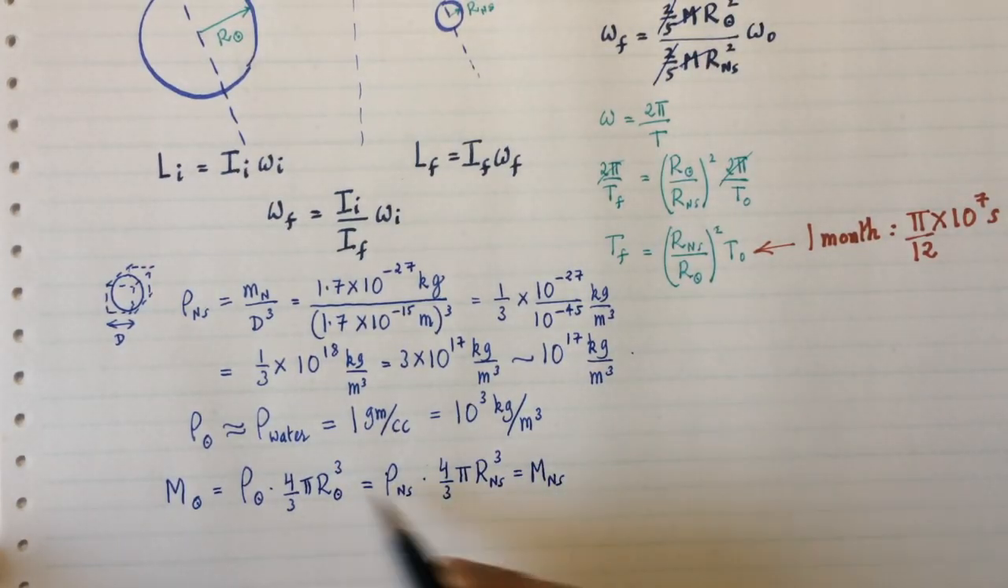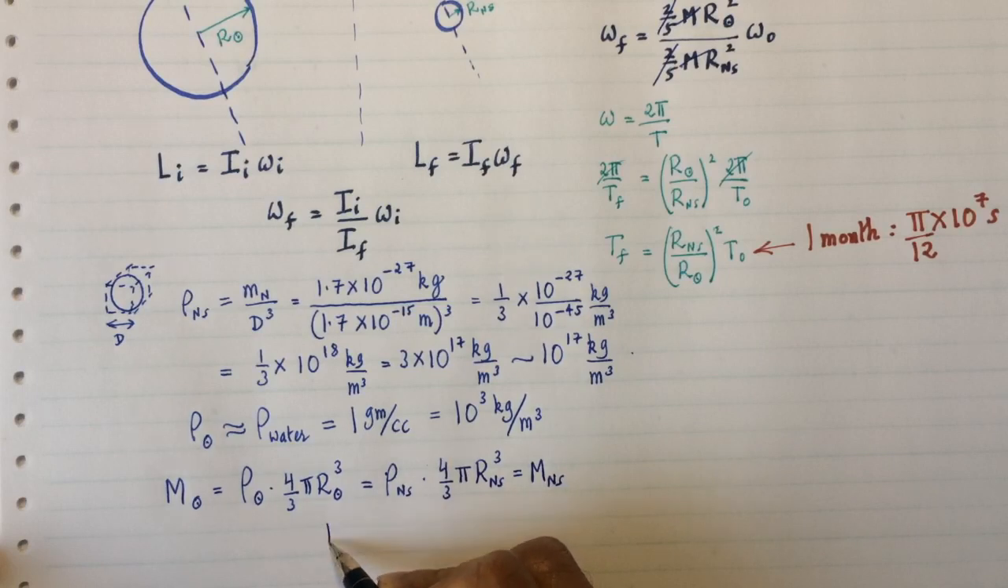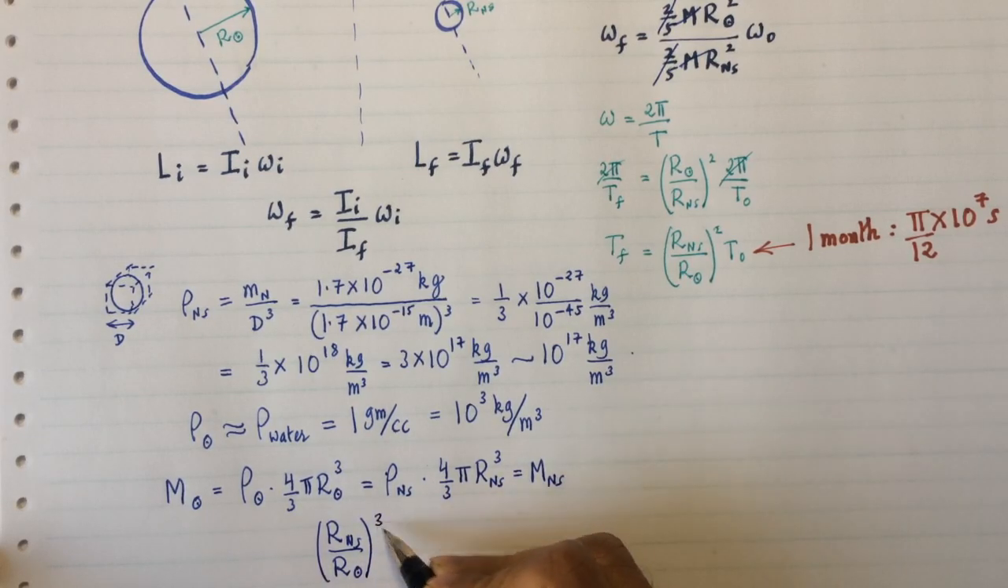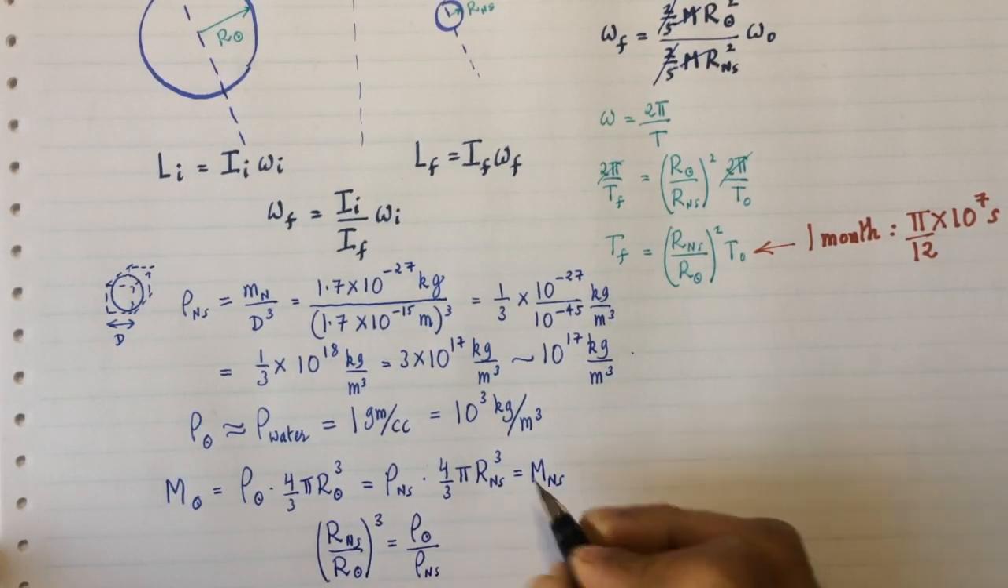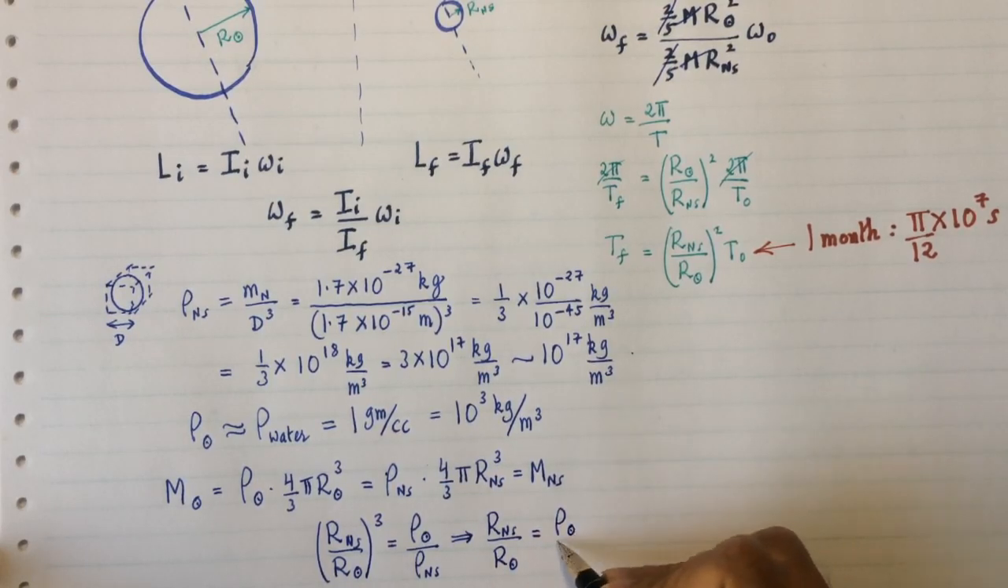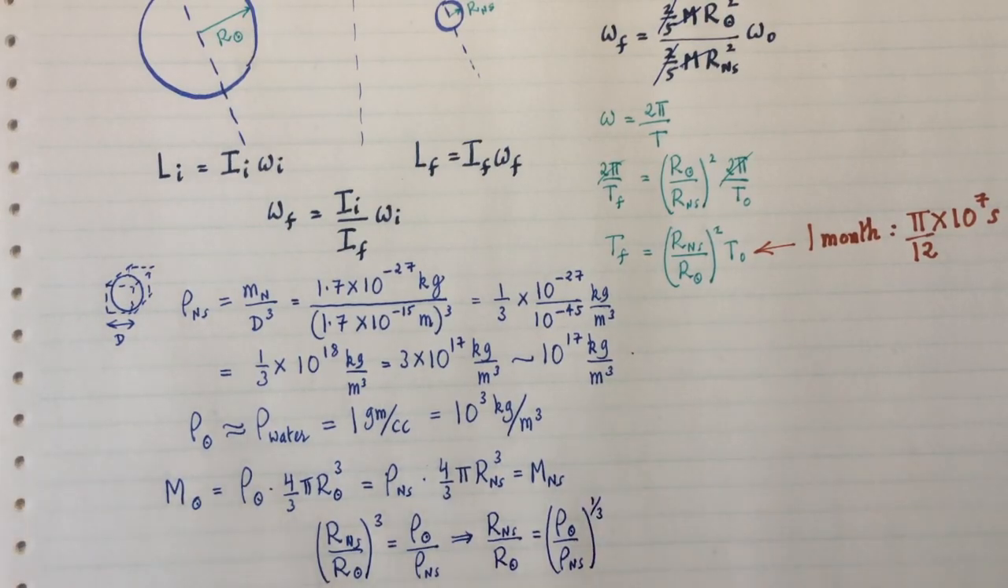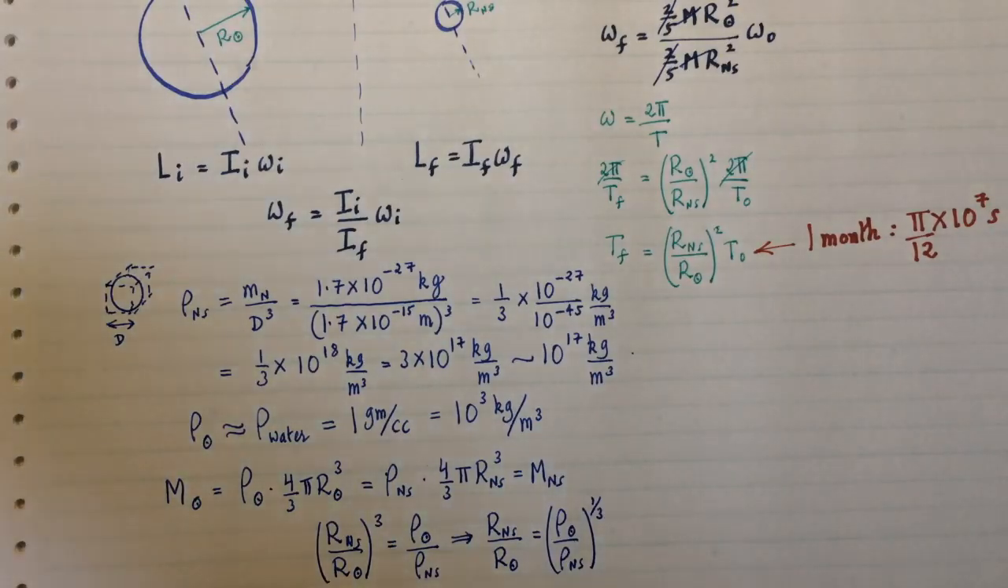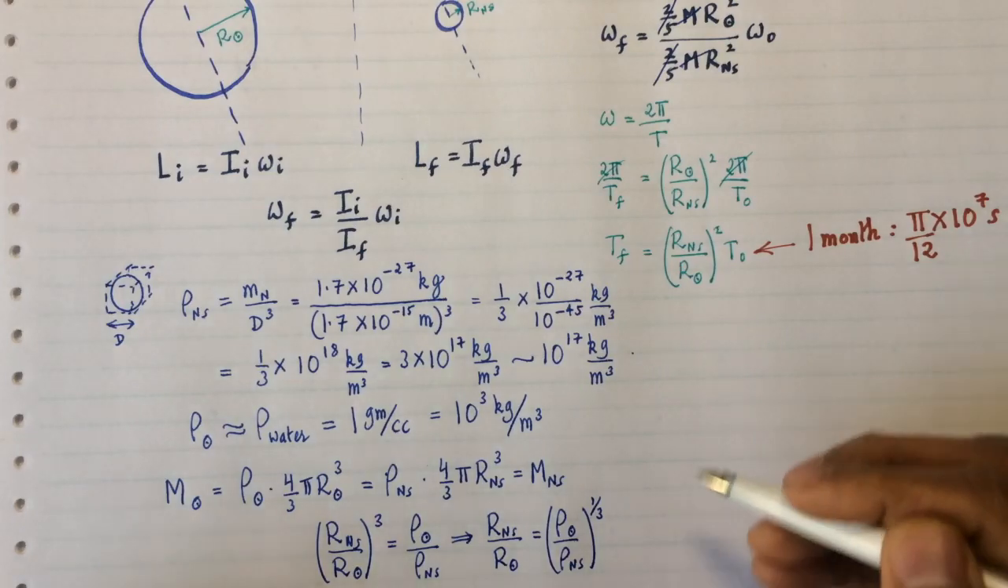So if you look at this, I'm going to get the radius of the neutron star divided by the radius of the sun, cubed, equals rho sun over rho neutron star, and that gives me R_NS over R_sun is equal to rho sun over rho neutron star to the power 1/3. So now we are all set for this calculation of the final rotation time of this neutron star.